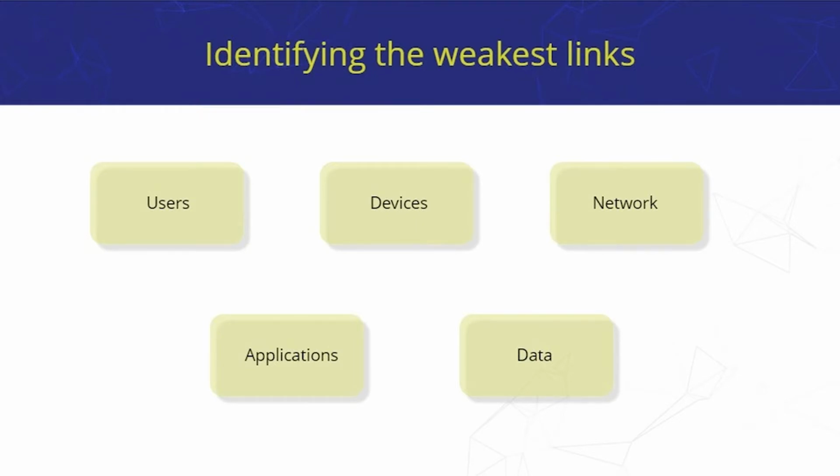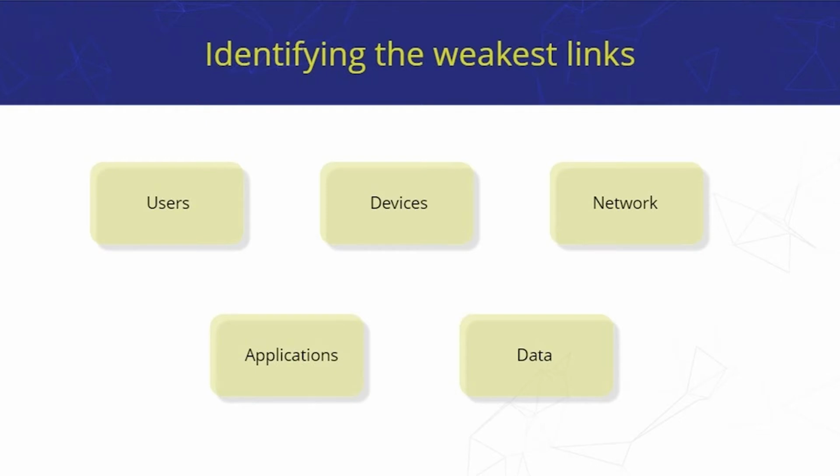folders, document systems, and so on. Now, all these five components are actually interconnected, meaning your users will typically use devices to get through your network to access applications which contain data. So within these five components, you have a chain.